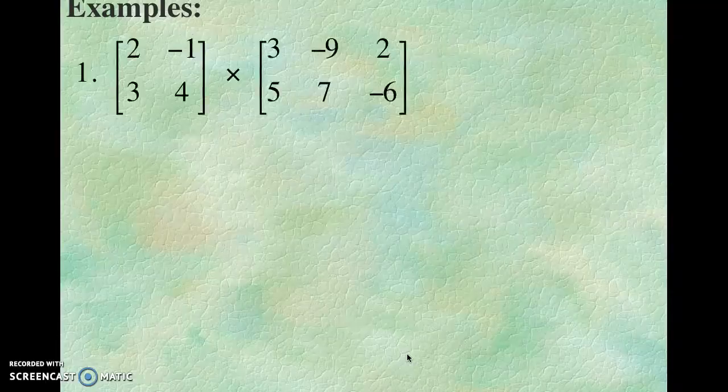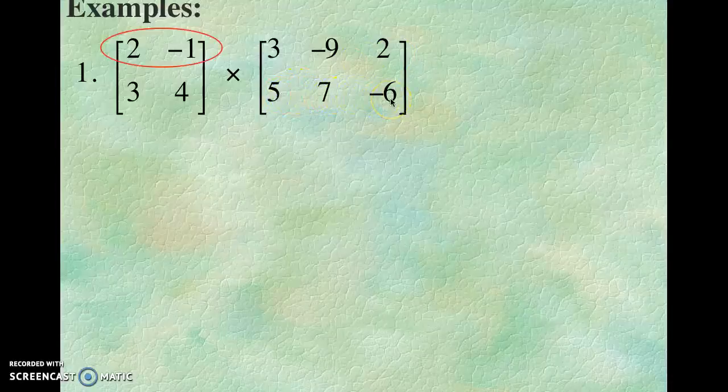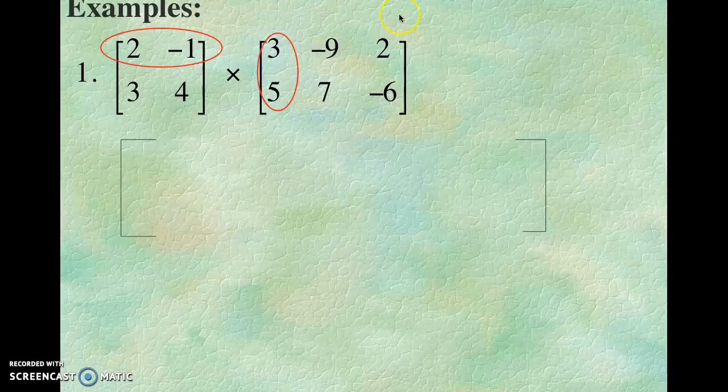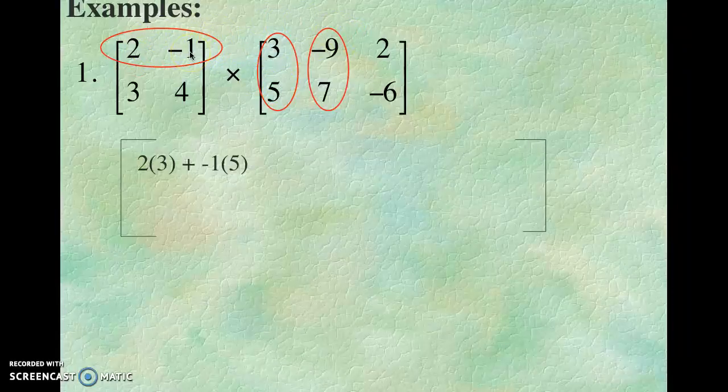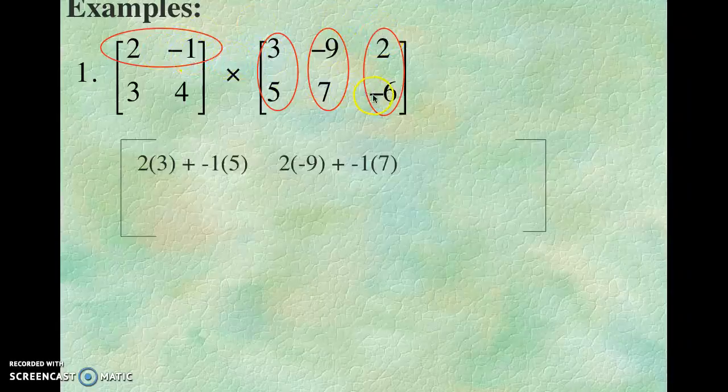So if we're multiplying 2, -1, 3, 4 by 3, -9, 2, 5, 7, -6. To do so, we're going to multiply the first row by the first column in the other matrix, and then add the two together. So we'll do 2 times 3 plus -1 times 5. Second column, 2 times -9 plus -1 times 7, or positive 7, sorry, -1 times -7. And then the last element will be 2 times 2 and -1 times -6. We add those two things together.